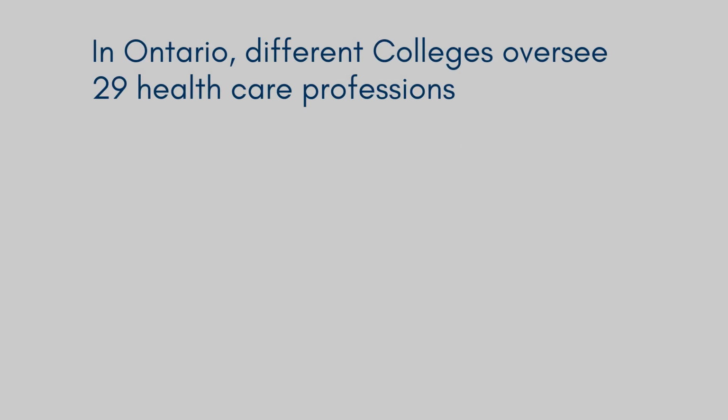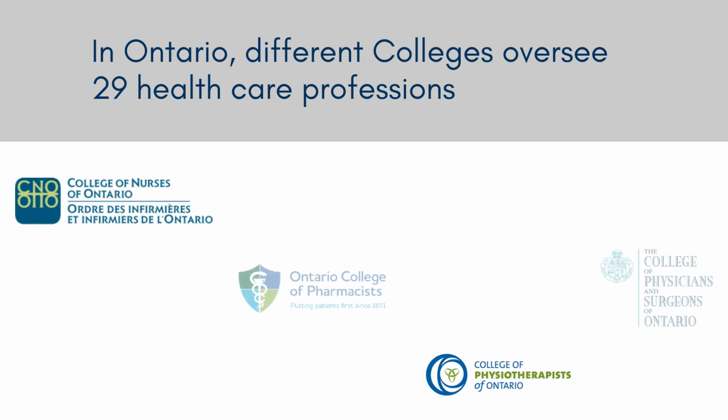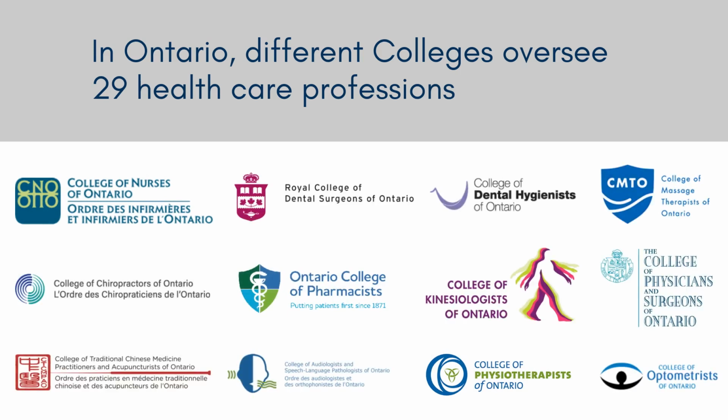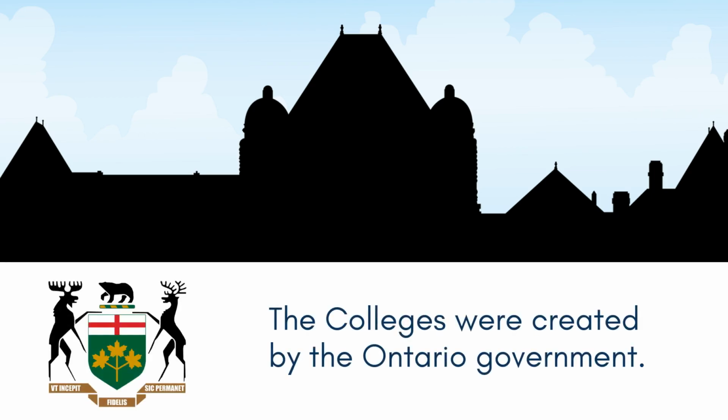For example, there is a College of Nurses and there is a College of Physiotherapists. Each college or regulator has similar responsibilities. The colleges were created by the Ontario government, and their authority comes from provincial legislation. In our case, that includes the Regulated Health Professions Act and the Occupational Therapy Act.